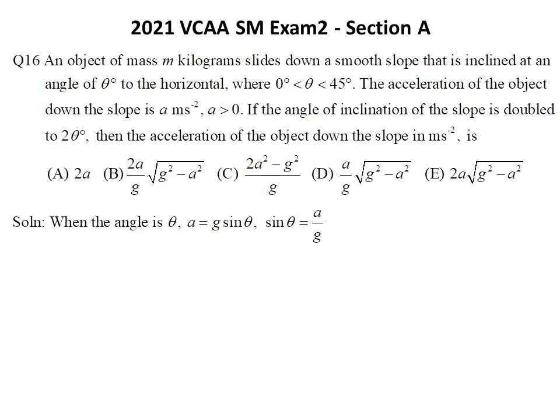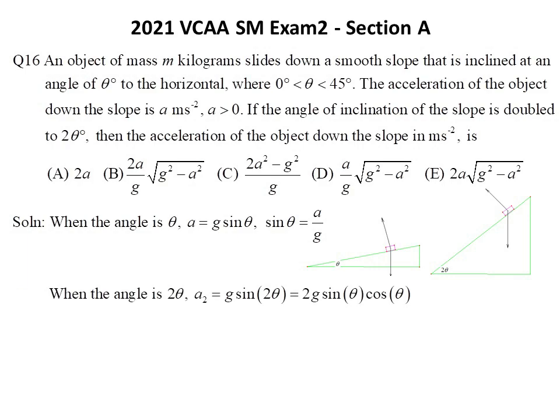To find the acceleration of the object down the slope when the angle of inclination is doubled, we need to find the expression of sine theta in terms of acceleration a first. So when the angle of inclination to the slope is theta, the acceleration a equals g times sine theta, where g is the gravity acceleration in meter per second squared. Hence, sine theta equals a over g. When the angle of inclination is doubled to 2 theta, the acceleration of the object down the slope becomes g times sine 2 theta.